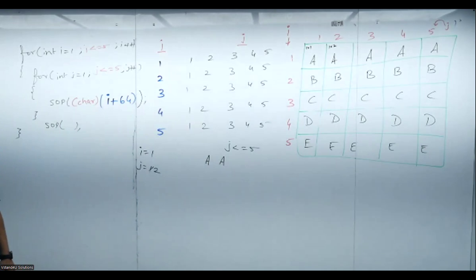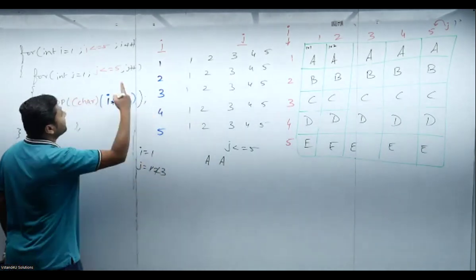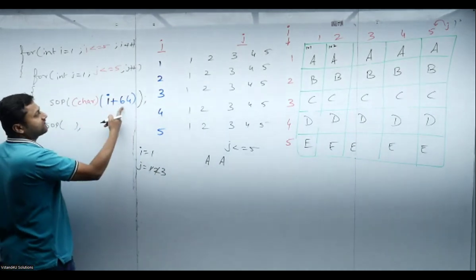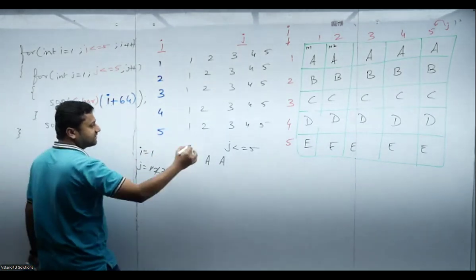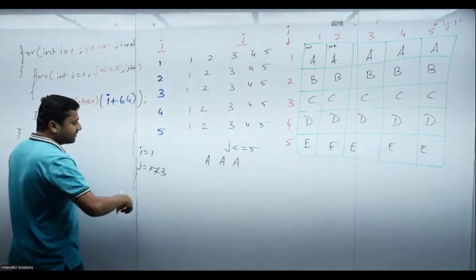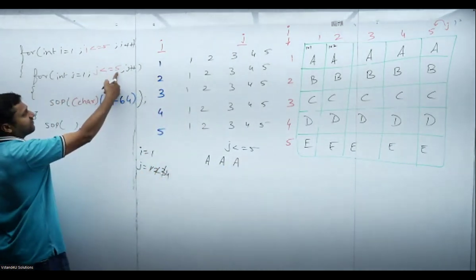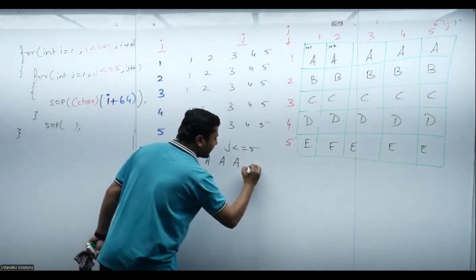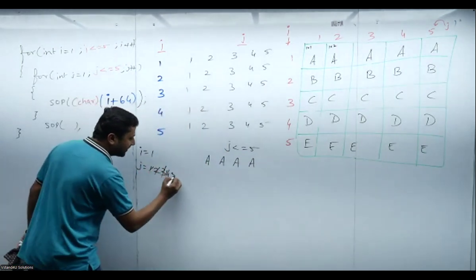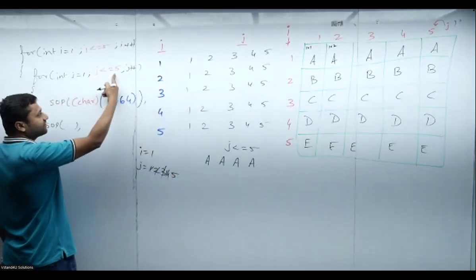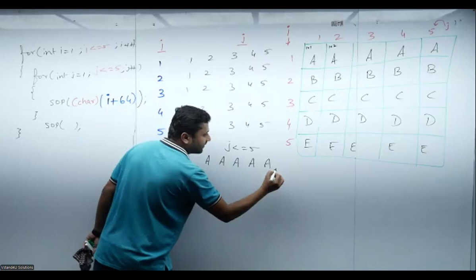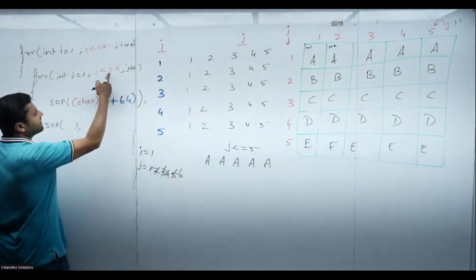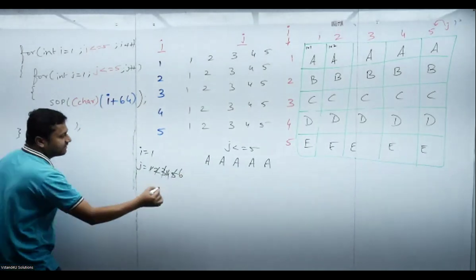Are you with me? Once again, j will be incremented to 3, and 3 is less than or equal to 5 condition. I value still 1 plus 64, 65 character, am I right? Then j will be incremented to 4, 4 is less than or equal to 5 condition true, then 1 plus 64, agree? 65 corresponding character is A. Once again, j will be incremented to 5, 5 is less than or equal to 5 condition true, print. Done. Once again, j is incremented to 6. 6 less than or equal to 5 condition false, step out, come to the next line, done.